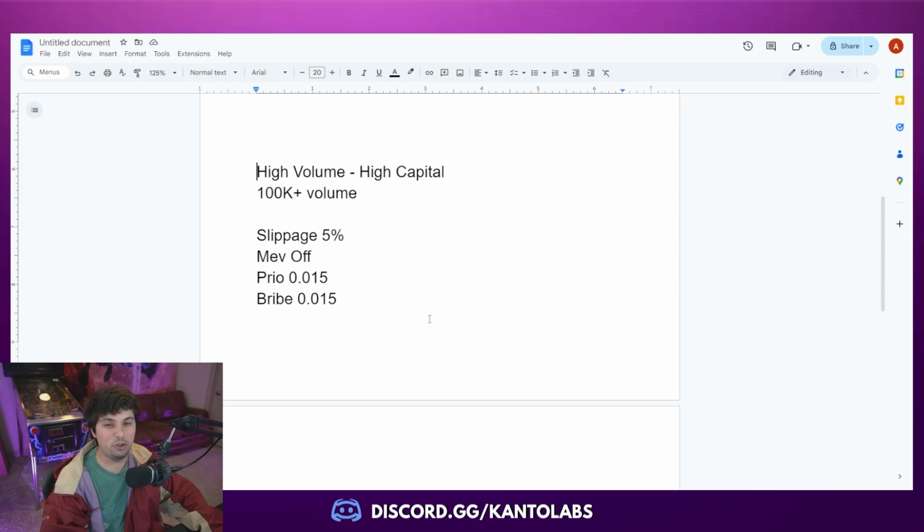If you are someone who is trading with higher capital, let's say that the token has $100,000 in volume, I would keep slippage at 5%, I would turn Mev off, and I would keep my Prio and my Bribe at 0.015. I'm cool with paying more money for a transaction fee, knowing that when I am buying something with size, I am either going to get the entry that I want to get or I don't. And that is why having this slippage where it is really helps.